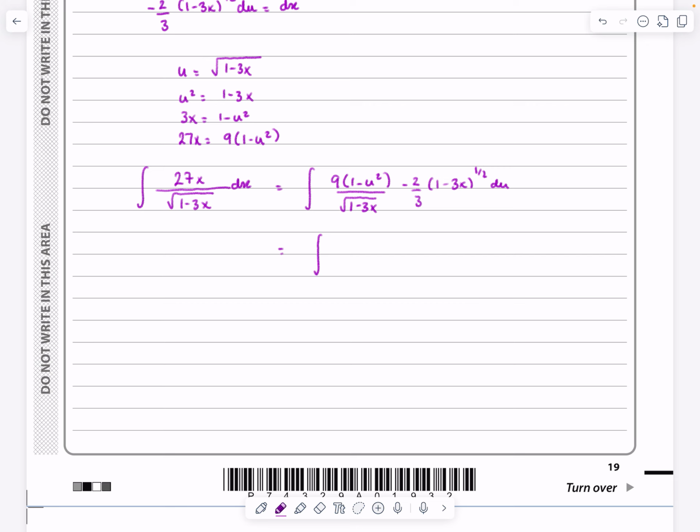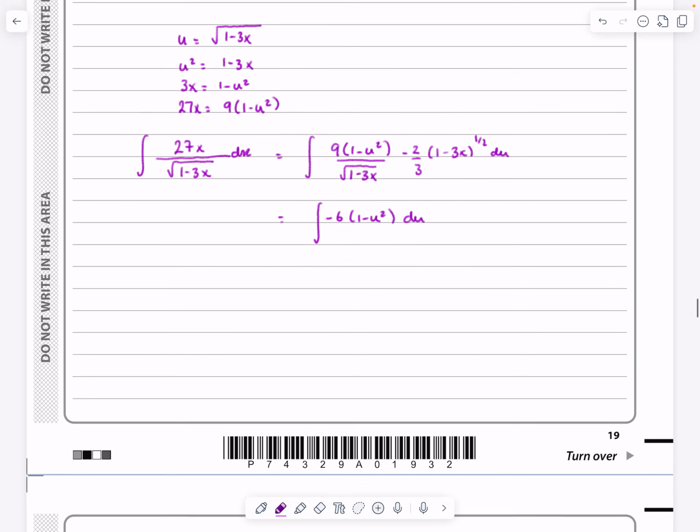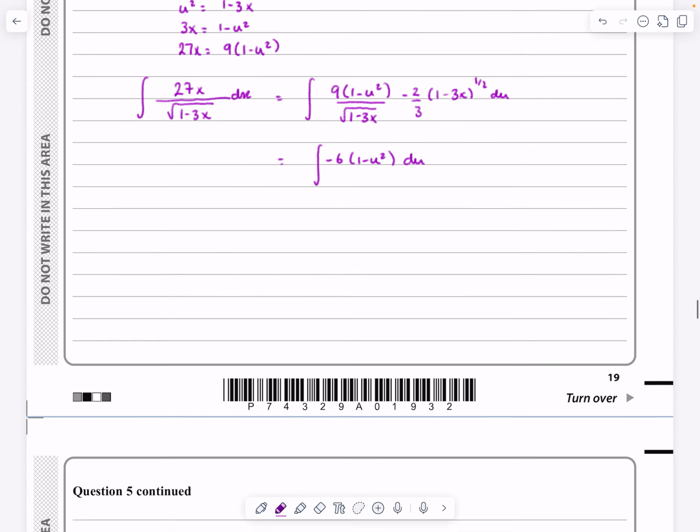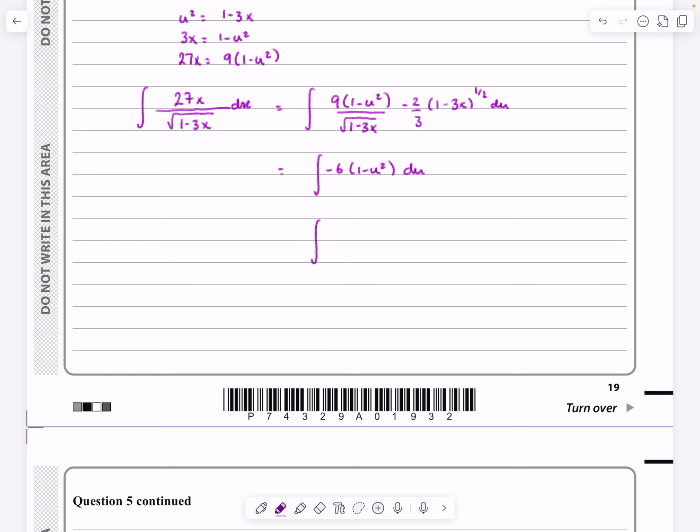That's now the integral of, you've got 9 times minus 2/3, that's minus 6. And then we've just got 1 minus u squared du, and everything else just disappears there. Okay, so if we're doing that then, we just need to tidy this all up now. So that's the integral of minus 6 plus 6u squared du.